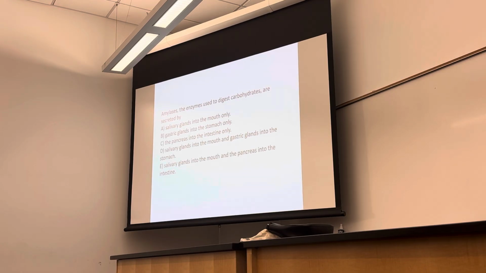Amylases. Christy? E? Salivary glands in the mouth and pancreas and intestine. What do you guys think? Any other options? Angel? A, salivary gland in the mouth. So both say salivary gland, and that's correct. But what about the pancreas? Does the pancreas make its own amylase? Yes or no? It does.